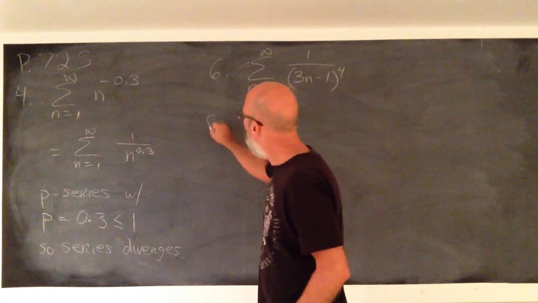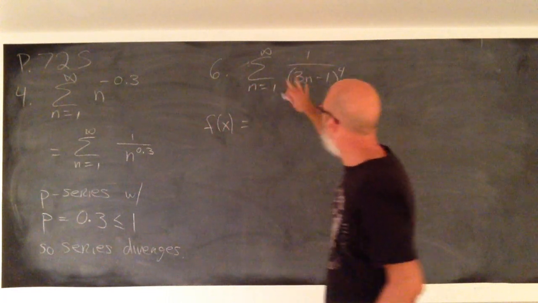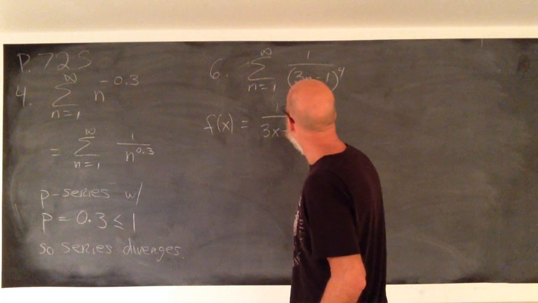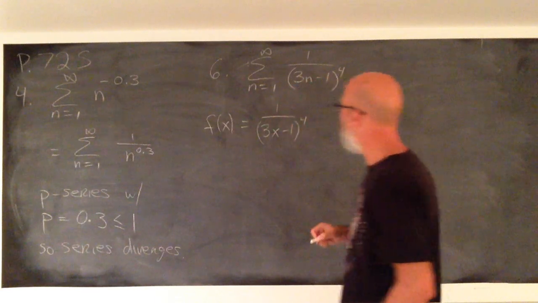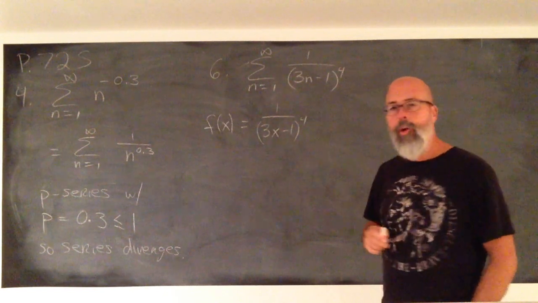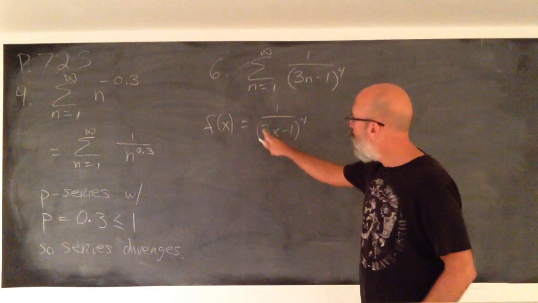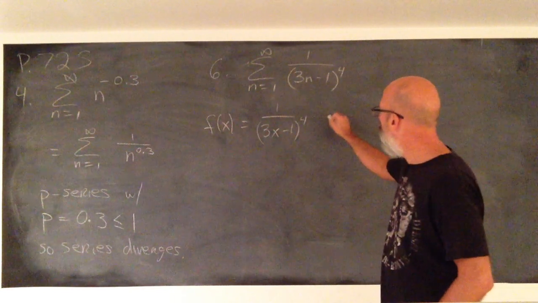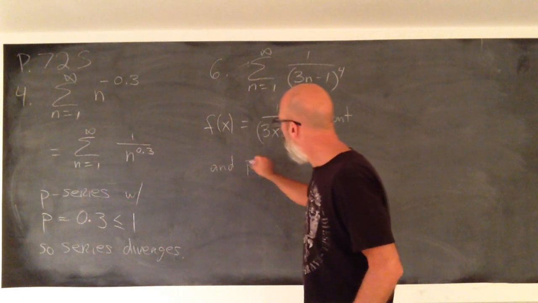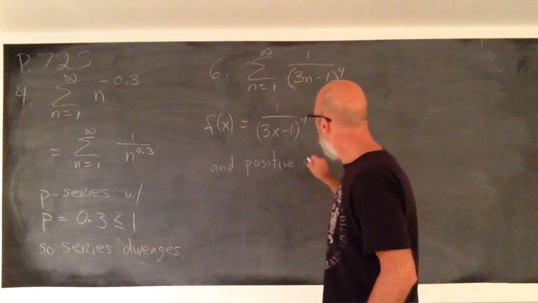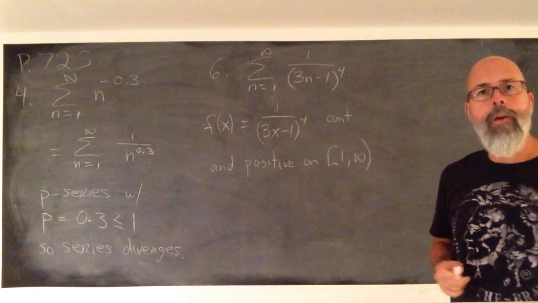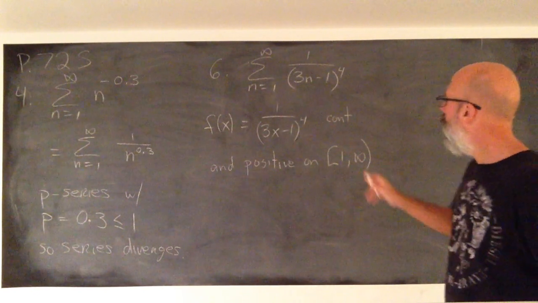The function associated to this is 1 over 3x minus 1 to the power of 4. And for x bigger than or equal to 1, there's no issue with the denominator being 0, right? So this is continuous and positive on the interval 1 to infinity. In order to apply the integral test, it also has to be decreasing.